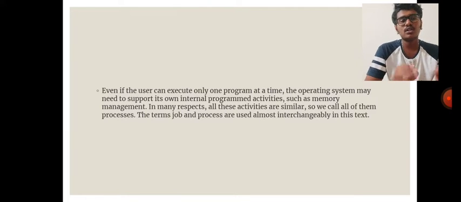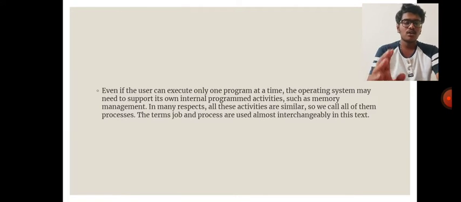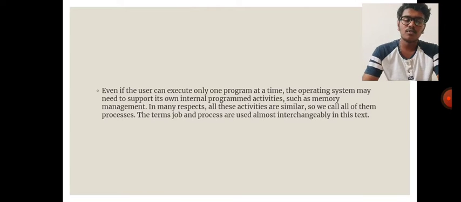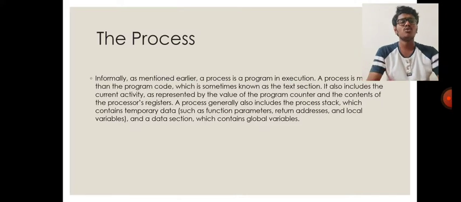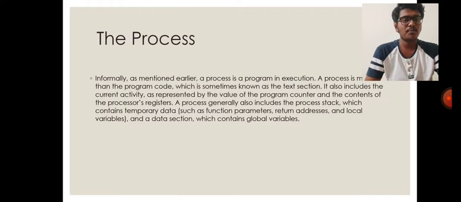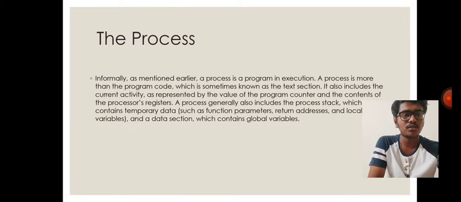So a user can execute only one program at a time. As we know, the operating system may need to support its own internal programmed activities such as memory management, device management, etc. In many respects, all these activities are similar, so we call all of them processes. The terms job and process are used almost interchangeably in this text. So let us know the process. What is a process and how is it executed?